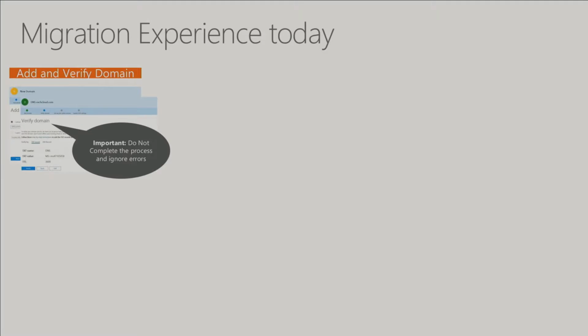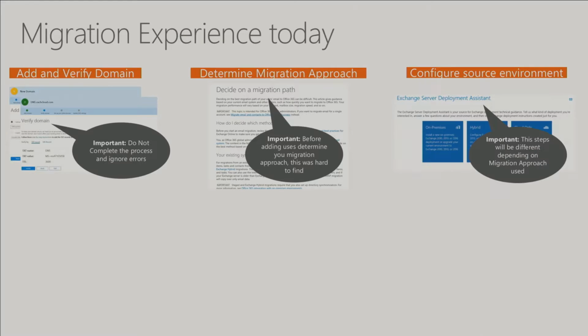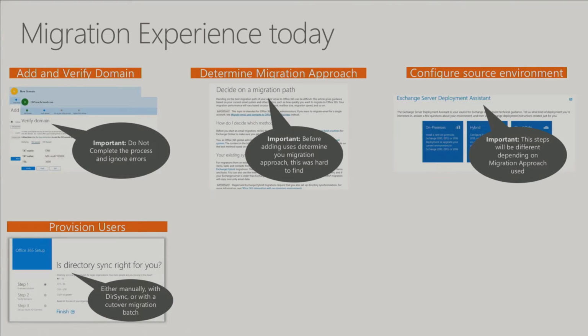Like I talked about this earlier, but we have an end-to-end migration experience that's a little bit messy. First thing you need to do is add and verify your domain in the service before you can do any migration approach. And then you have to determine the migration approach you want to do: cutover, stage, hybrid, whatever it is, right? Third party. Then you have to configure the source environment. This is the one step where the hybrid configuration wizard comes in, and we help you along with that, if you're going hybrid. Then you go through the provisioning of your users. This could be in a slightly different order depending on the migration approach, but you get the idea.